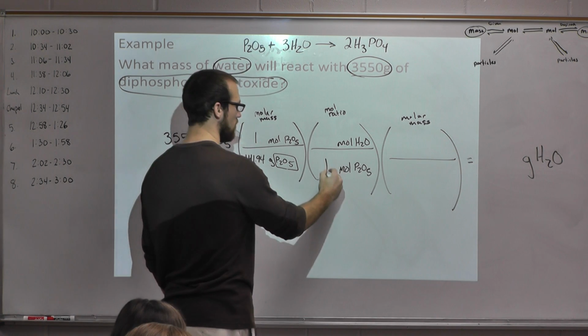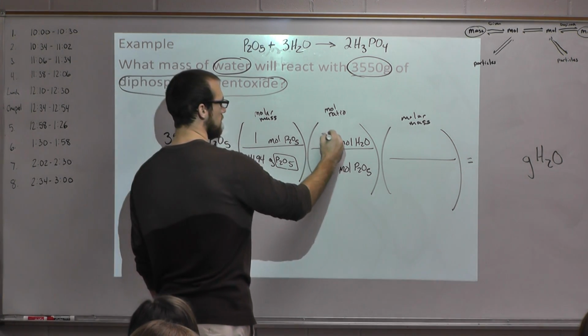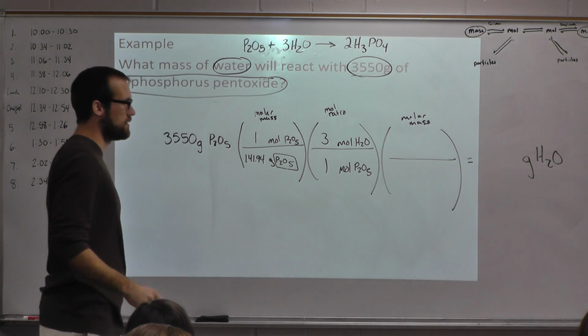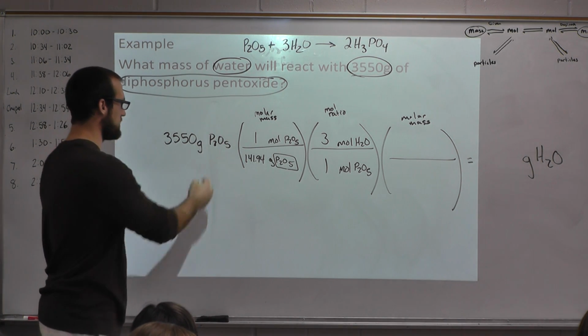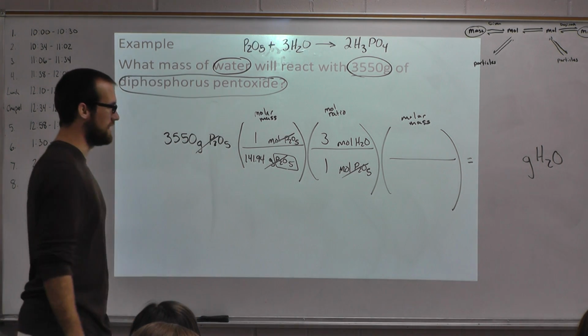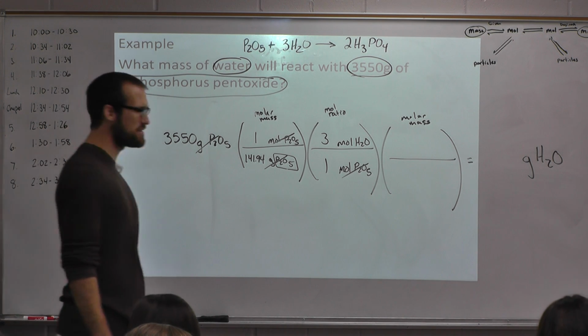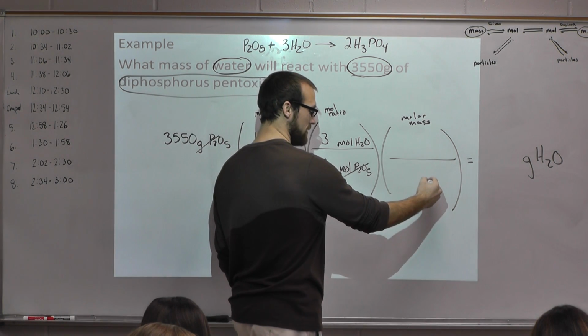1, and what is the H2O number? 3, from the recipe. Okay, and you can see how these units are canceling. The last step is another molar mass step. Again, following the units, what goes here?